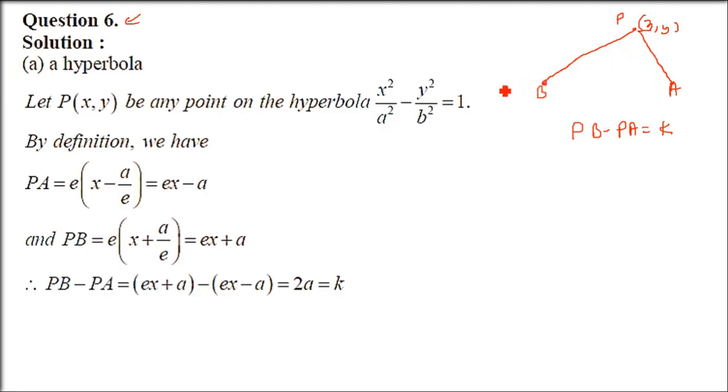I'm not going to prove it, I'll give you the direct result here. When we drew the diagram, we got the center, we took the distances of PA and PB, and these distances were subtracted, and then we got the value, which is actually 2a.